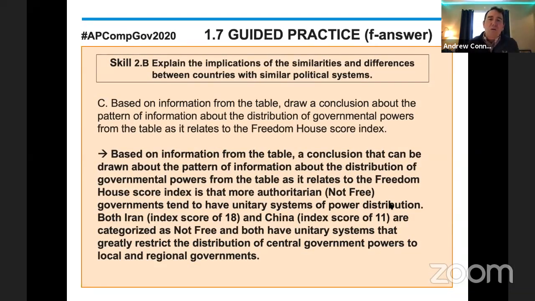So that was how we connect information from the table to the Freedom House score, specifically as it relates to two different countries. In order to do that, we need to make sure that we have two different countries in there, and we also connect it to the table. So the idea that both Iran and China are labeled as not free, they're more authoritarian, and we've used the data from the table to describe that. And then we've given a reason for that, to make sure that reason is part of how we draw a conclusion.